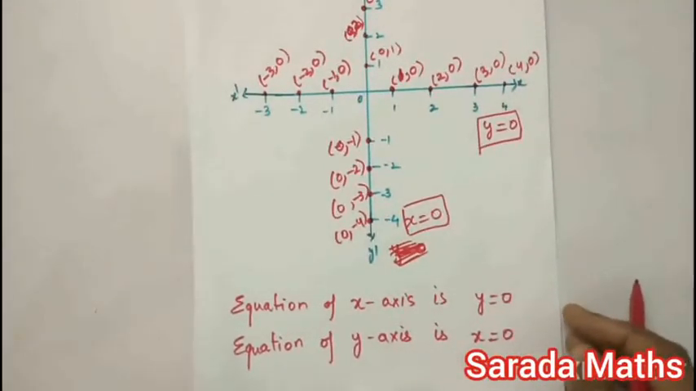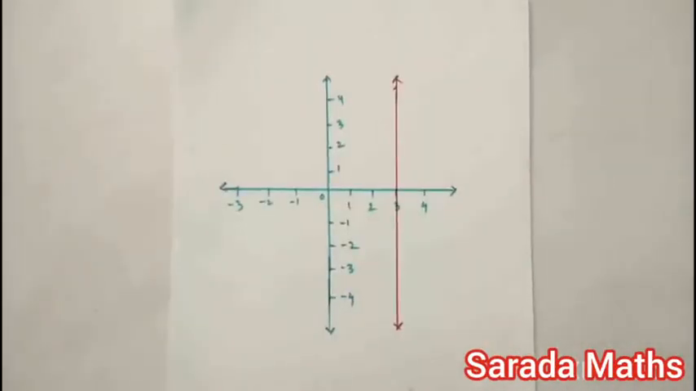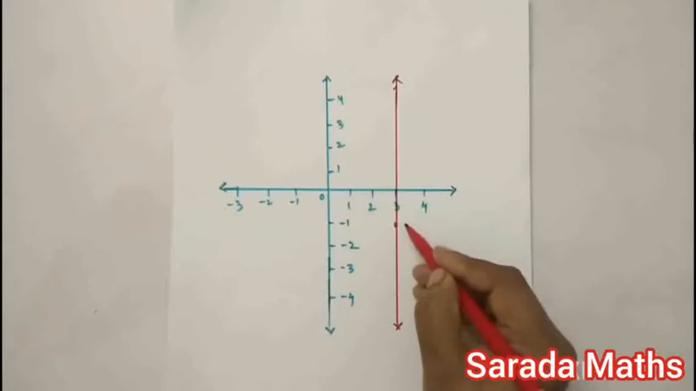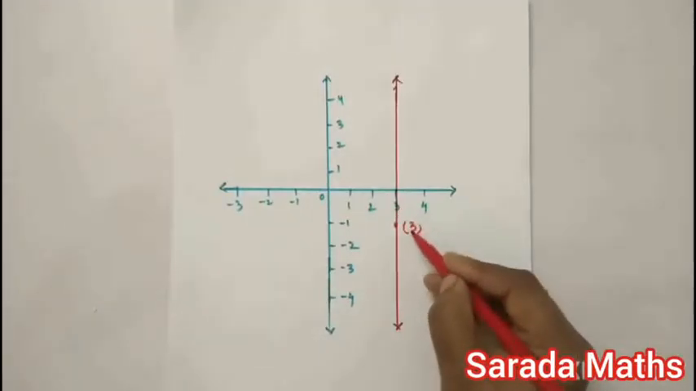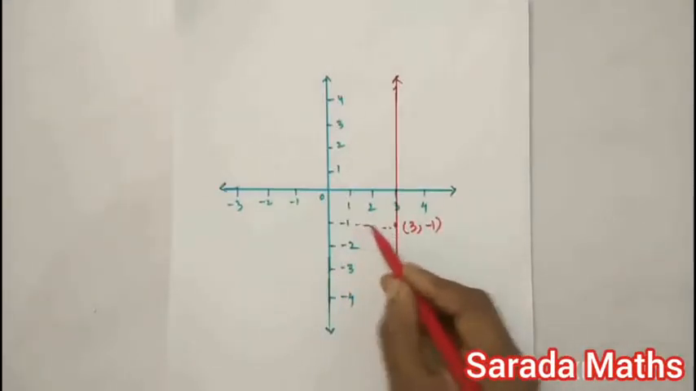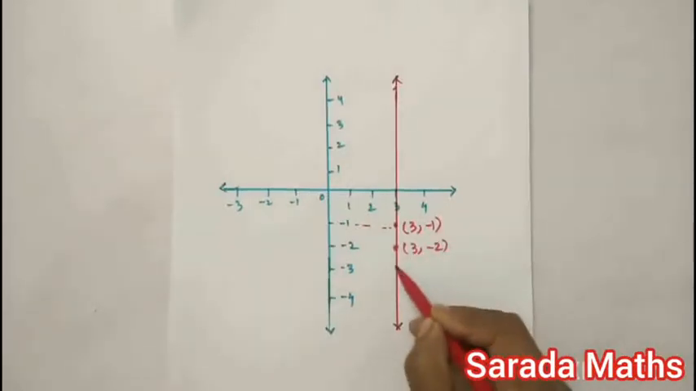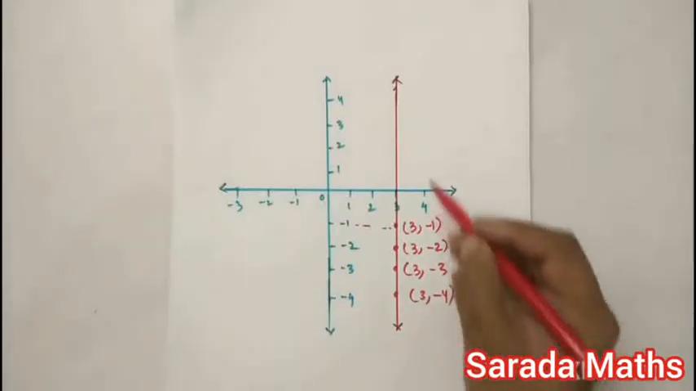Now let us see another example. Suppose this is the graph. Now observe at each point. Here the coordinate of x will be 3 and y will be -1. Is it not? So this will be 3, -2. This will be 3, -3. This will be 3, -4.